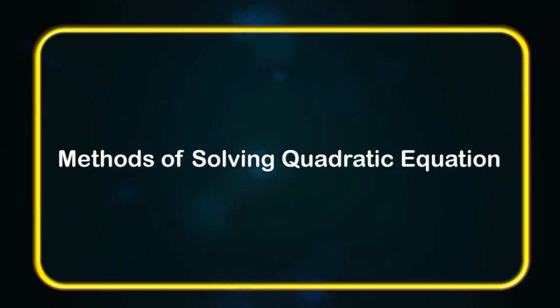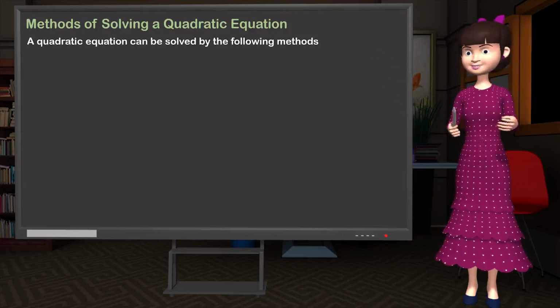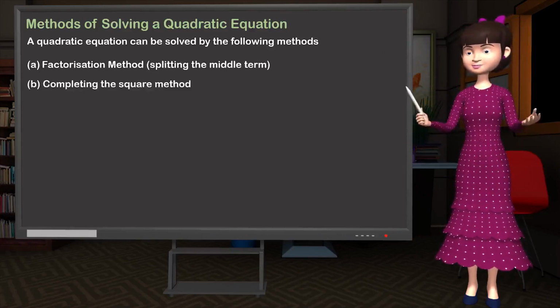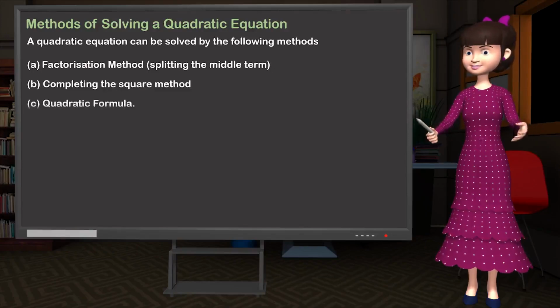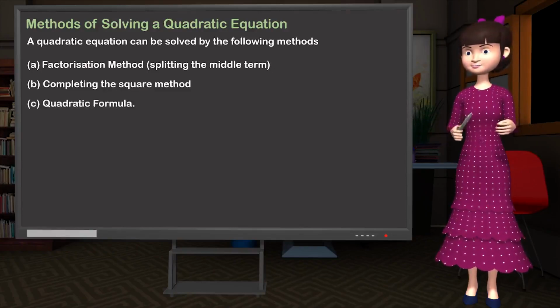Methods of solving quadratic equation. A quadratic equation can be solved by the following methods: A. Factorization method or splitting the middle term. B. Completing the square method. And C. Quadratic formula. Now let us understand these three methods in brief.